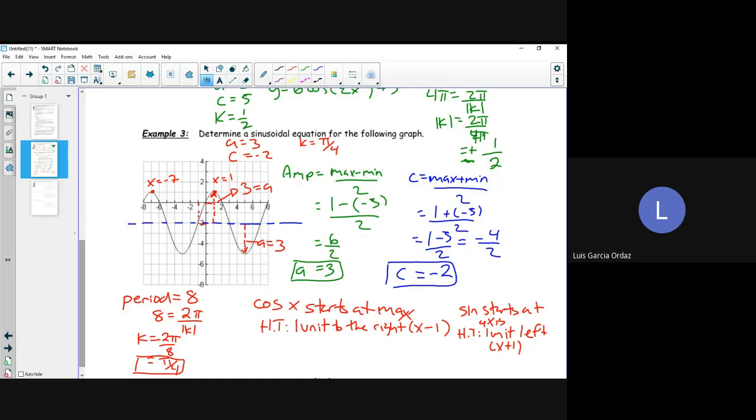So we have two possible equations to write using sine or cosine. On a test, if I just say determine a sinusoidal function, you can choose either. Just make sure the horizontal translations are correct when you're looking at the graph. But unless I say what is a sine equation for this graph or what is a cosine equation for this graph, you're free to choose whichever one you're most comfortable with.